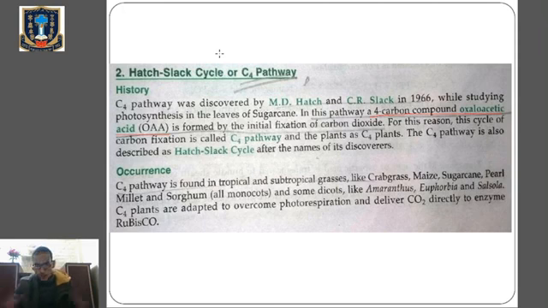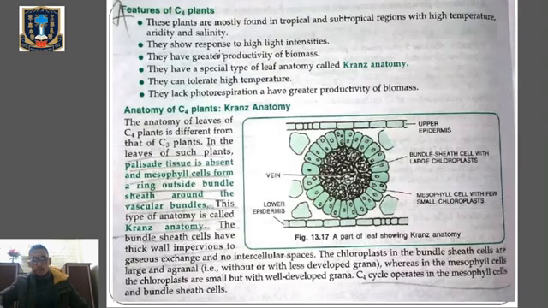Okay, so let's see occurrence. It occurs in tropical and subtropical grasses like crabgrass, maize, sugarcane, pearl millet, and sorghum, all monocots and some dicots also. Now let's go into the features of C4 plants. These plants are mostly found in tropical and subtropical regions with high temperature, aridity and salinity. They respond to high light intensities. They have greater productivity of biomass. They have a special type of leaf anatomy called Kranz anatomy, which we'll learn afterwards. Then they can tolerate high temperature and they lack photorespiration.